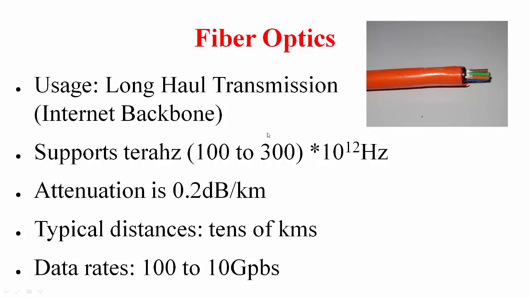Fiber optics are used in long haul transmissions. These are what form the internet backbone. They support frequencies that are in terahertz and their attenuation is extremely small, which is 0.2 decibels per kilometer. Remember earlier I was saying per 100 meters, whereas this is per kilometer. And they can go for long distances, tens of kilometers, and they can support extremely high rates up to 10 gigabits per second.